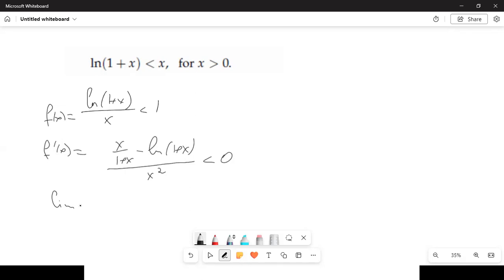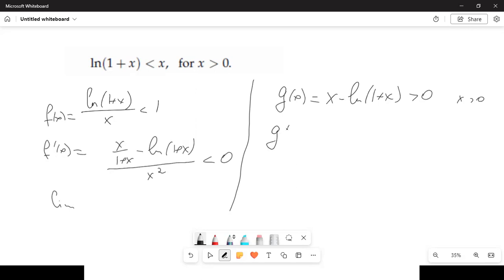Yeah, everything is fine, except maybe without dividing by x, maybe just considering g of x to be, for example, x minus ln(1 plus x). And our goal is to prove that this function is positive. We can apply the same technique as you have done for function f, but now taking the derivative for this function is a bit easier. g prime of x is 1 minus 1 over 1 plus x.